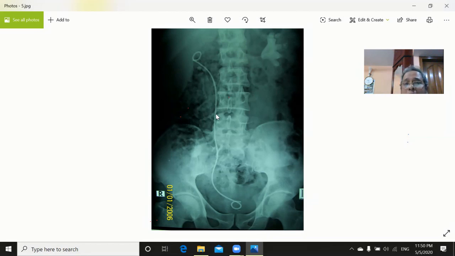But in the case of non-incisional operations like ureteroscopic ICPL, there is no incision there. So we put the stent for that reason.